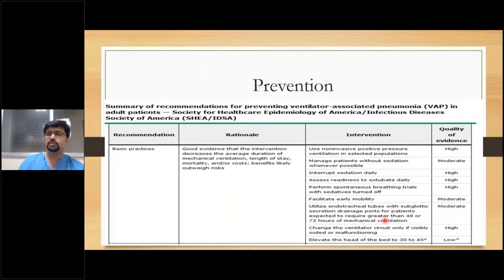Facilitate early mobility. So early mobility, what happens is if the patient is able to move soon, it basically tells us that their peripheral muscles and their respiratory muscles are strong enough to take over the load of breathing. Utilize endotracheal tube with subglottic secretion ports for patients expected to require greater than 48 or 72 hours of mechanical ventilation. So this is like continuous suction that is being used in order to prevent some pooling of secretion in the pericuff area and also in the subglottic area, and thereby preventing biofilm formation and also aspiration of the same.